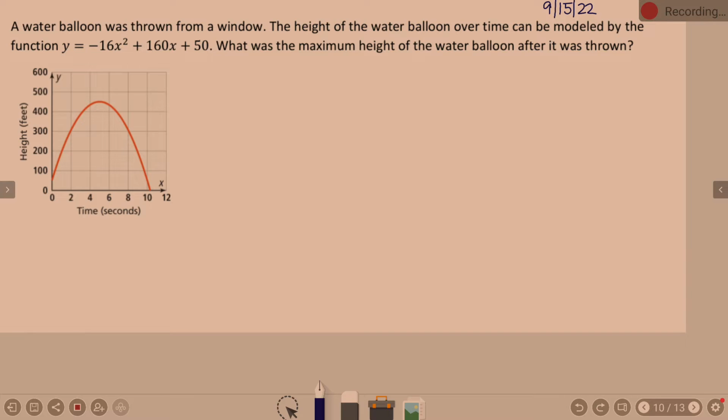Okay, a water balloon was thrown from a window. The height of the water balloon over time can be modeled by the function y equals negative 16x squared plus 160x plus 50. What was the maximum height of the water balloon after it was thrown? What is it I'm looking for? I'm looking for the maximum, which is where? I don't know the number, but it's at the vertex.